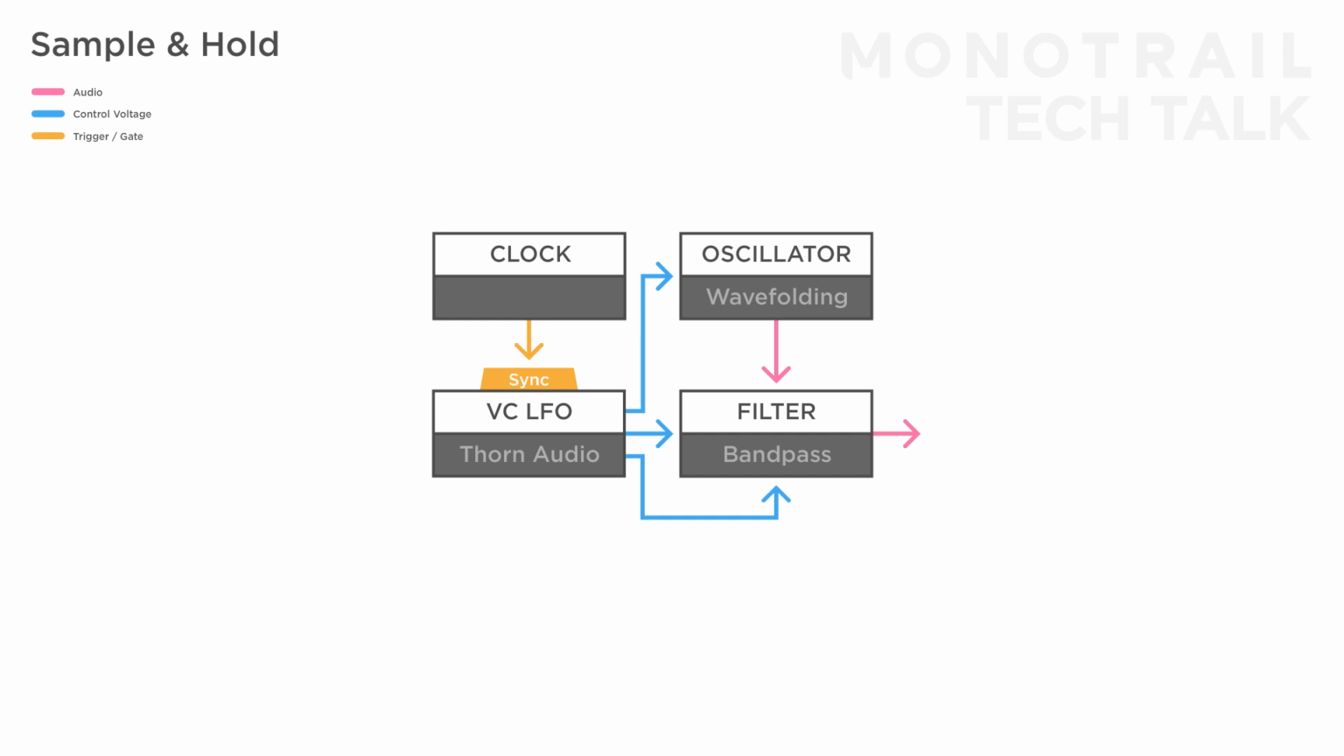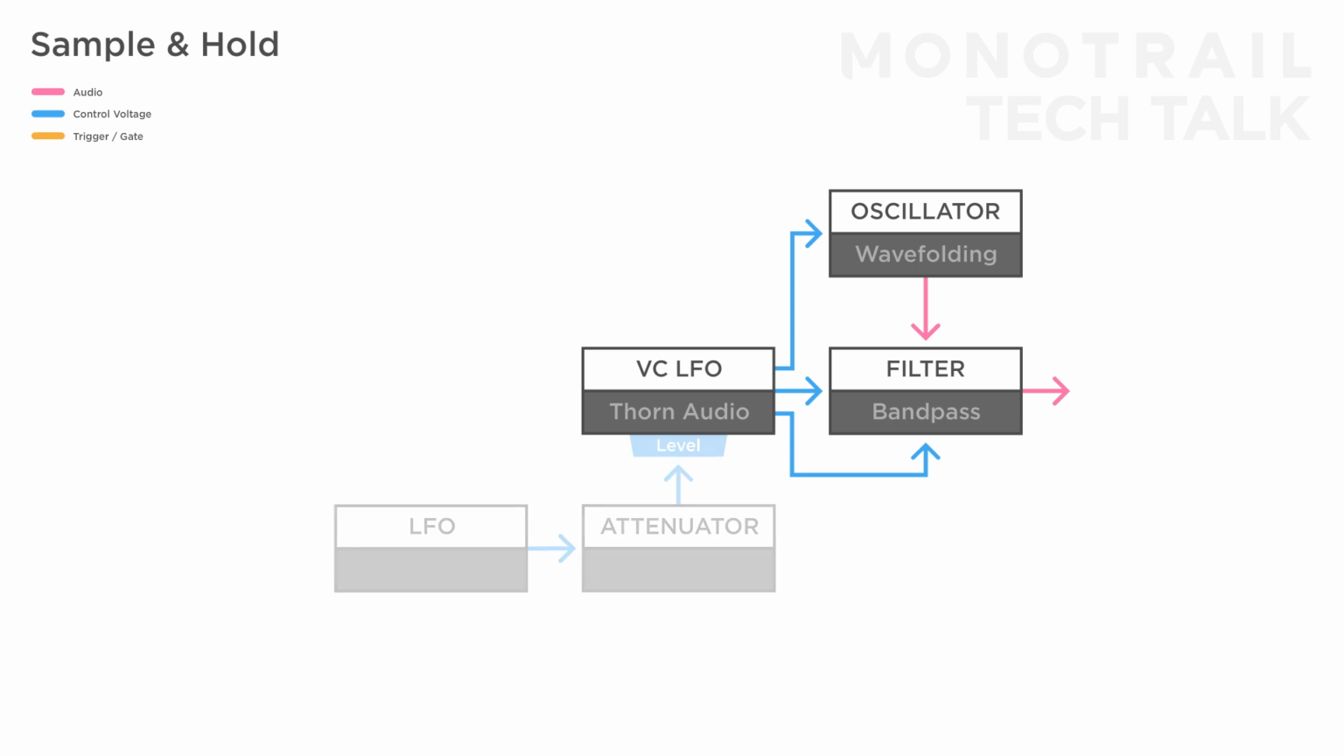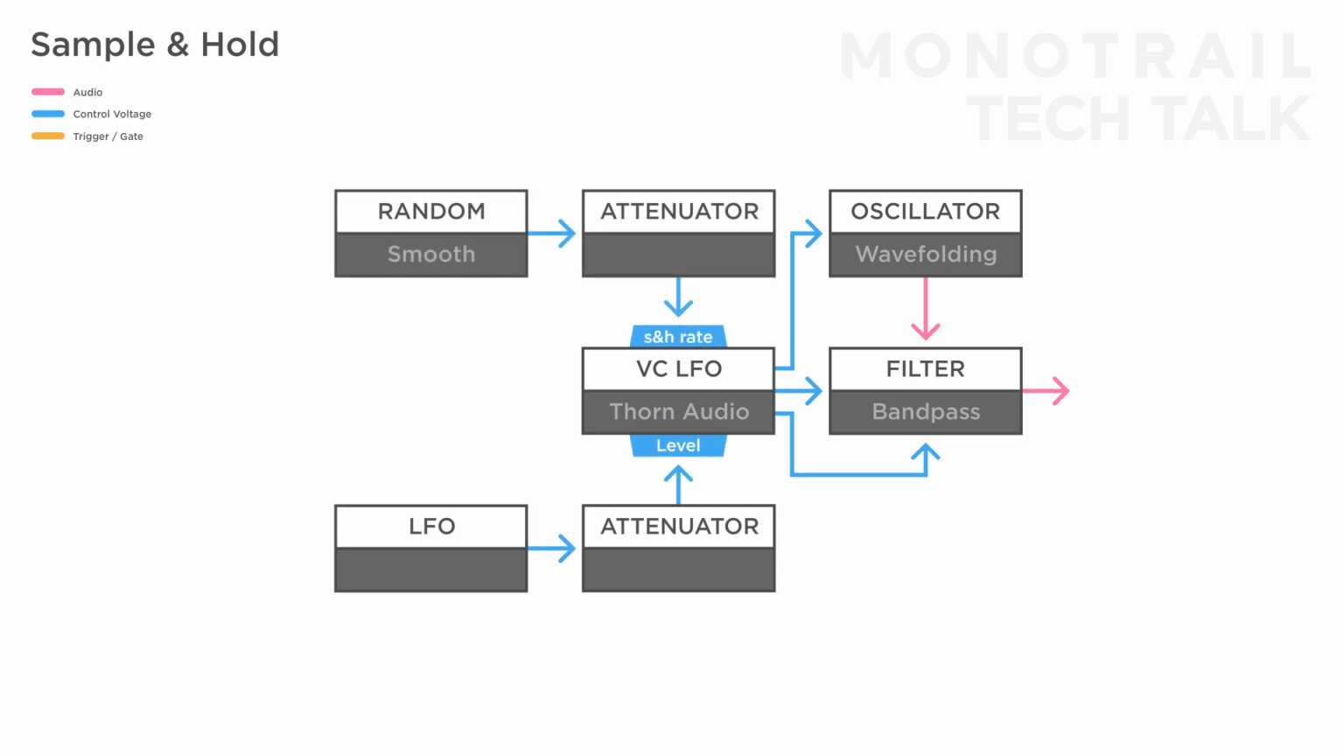But you can create more interesting dynamics by modulating parameters. For example, use a slow LFO to modulate the level, and a smooth random voltage to modulate the sample and hold rate. Both signals are attenuated externally to create a more subtle effect.